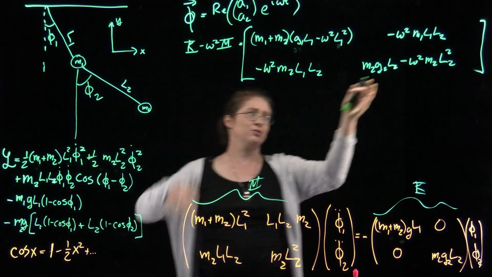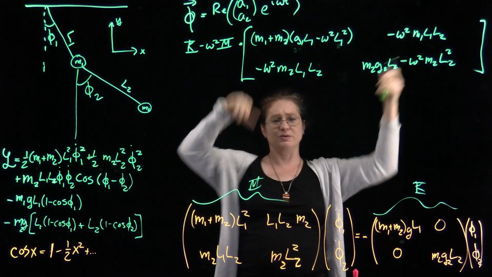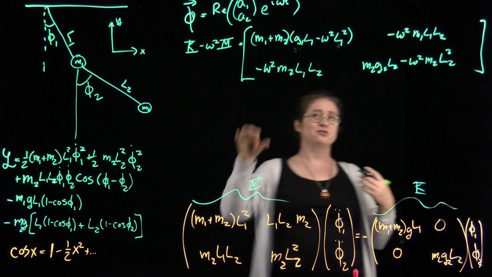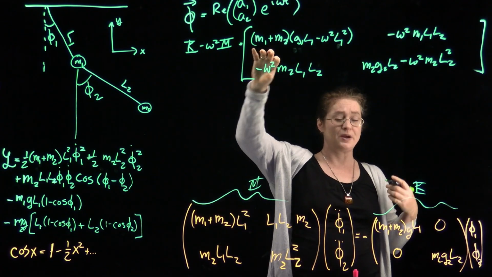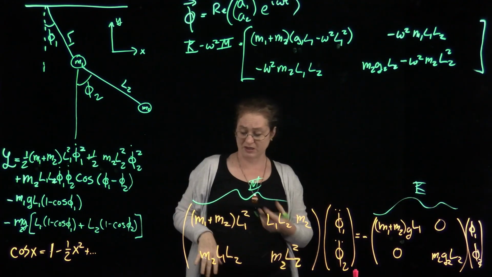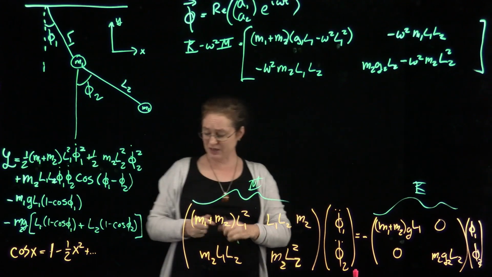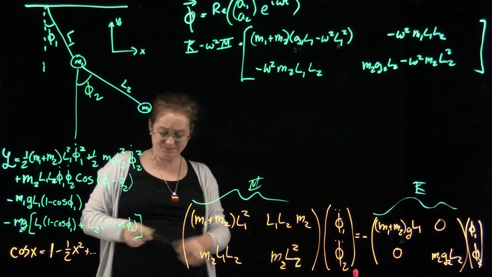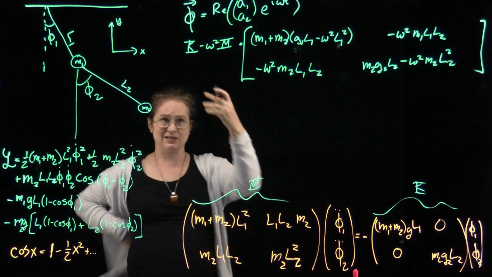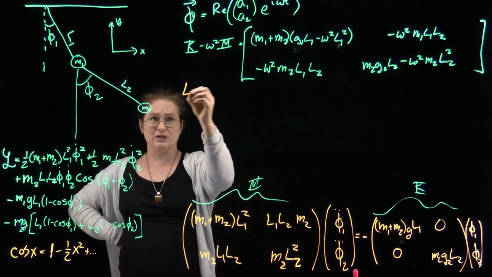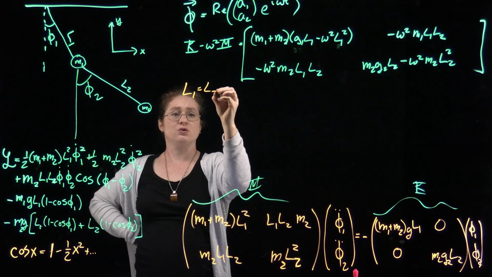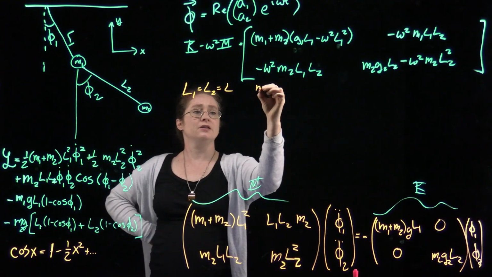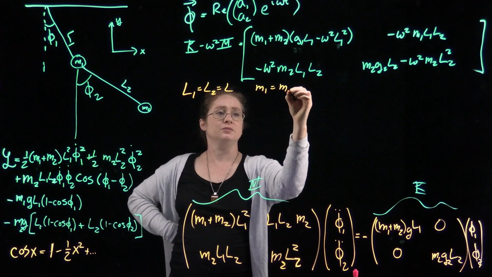So in principle, when we take the determinant of this, we get a quadratic equation in omega squared. You can plug it into your quadratic equation. You can solve it, but it is ugly. So we are going to look at the case that was done in the book, which is that the two lengths are equal and the two masses are equal.